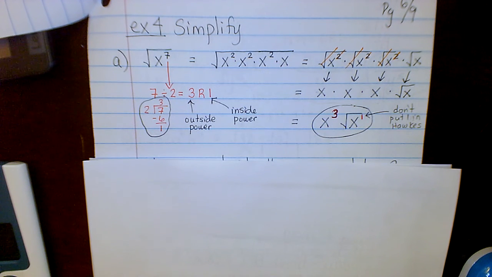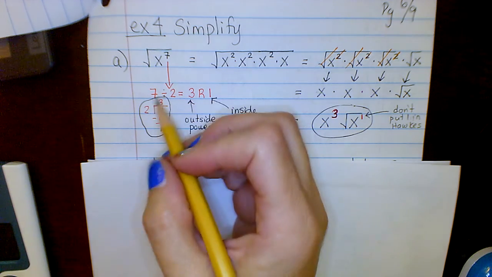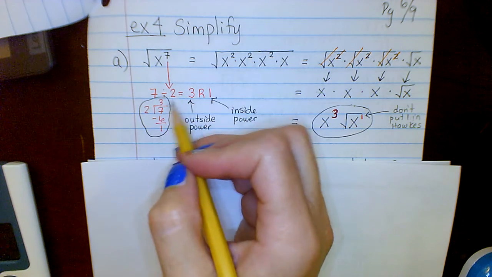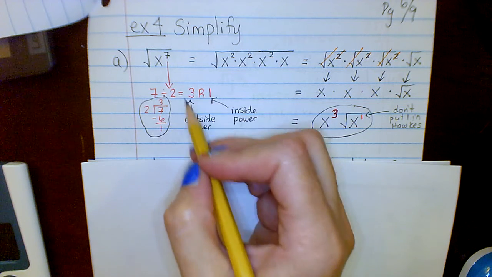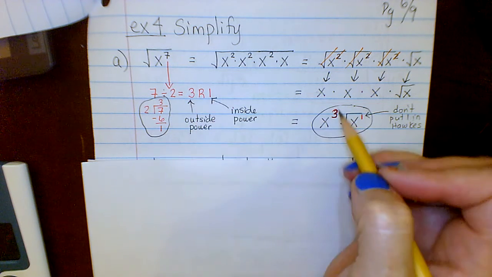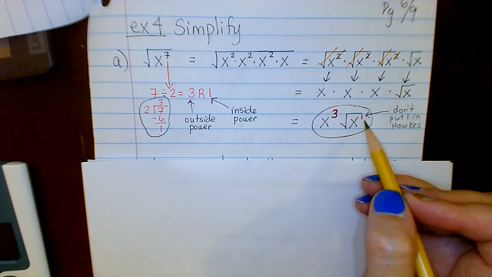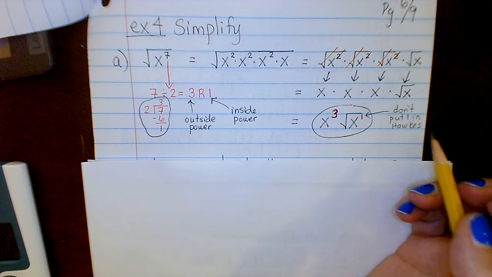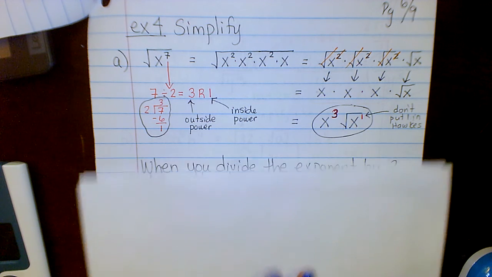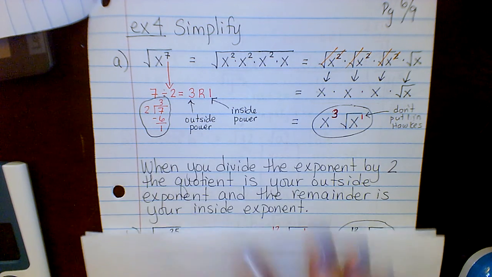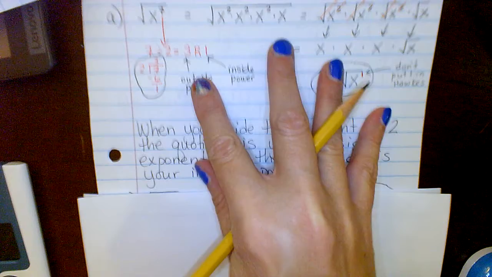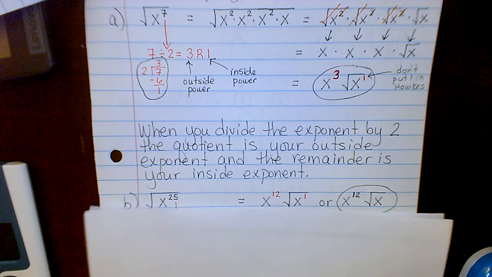So our shortcut for this is going to be, if you're simplifying the square root of an exponent, you can divide that exponent by 2. The quotient is your outside exponent. The remainder is your inside. And when I say inside, I mean like under the radical is what I mean by inside.